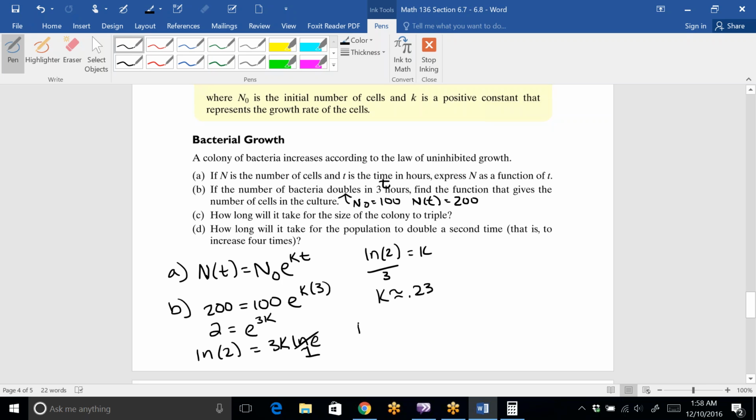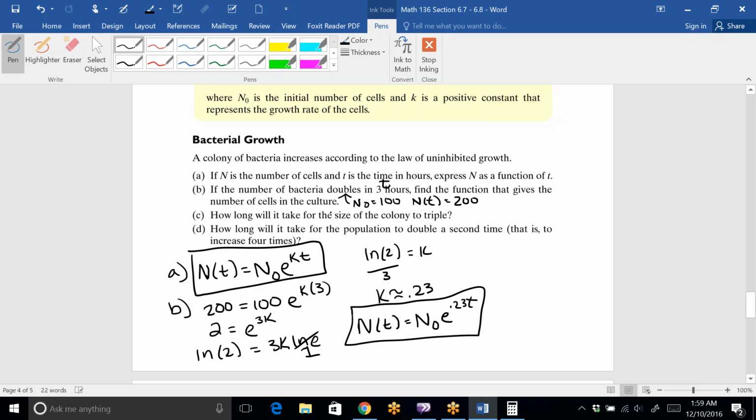So the formula for this would be N of t equals N sub 0 e to the 0.23 times, I guess we don't need the 3, we can leave it as t, because we want this model to be able to function for multiple groups of hours. So that would be that guy.